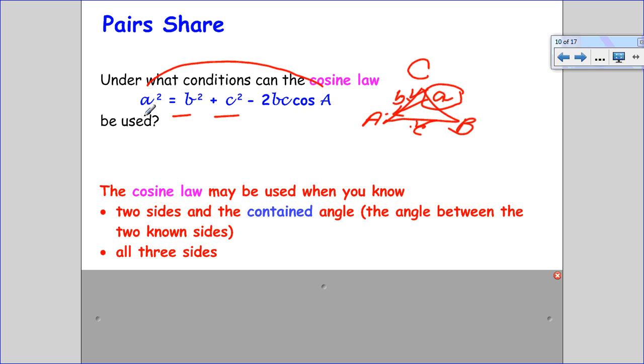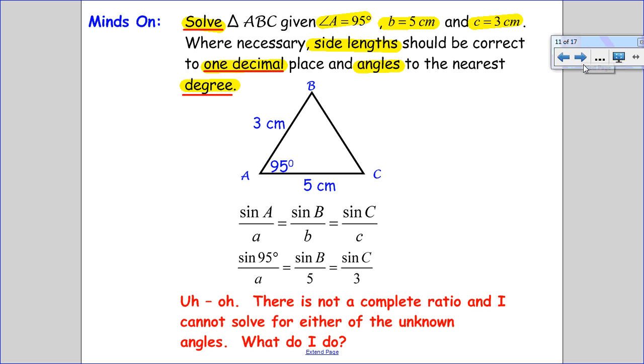The other thing we can do is if I know A, B, and C, I'm left with one unknown in the equation. And that tells me I can also use the cosine law.